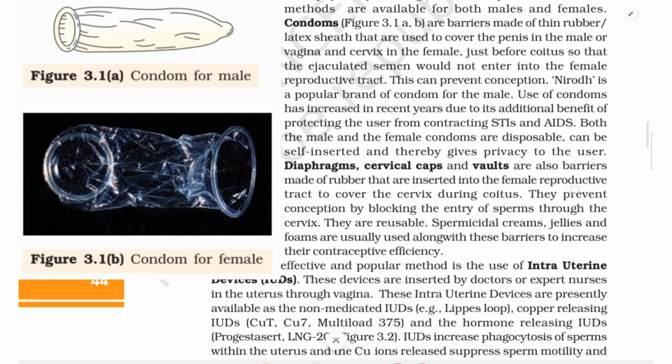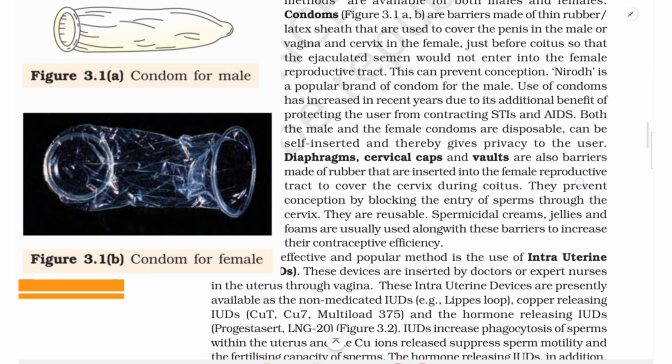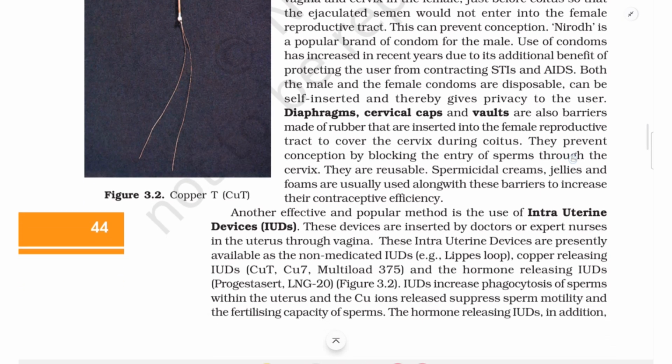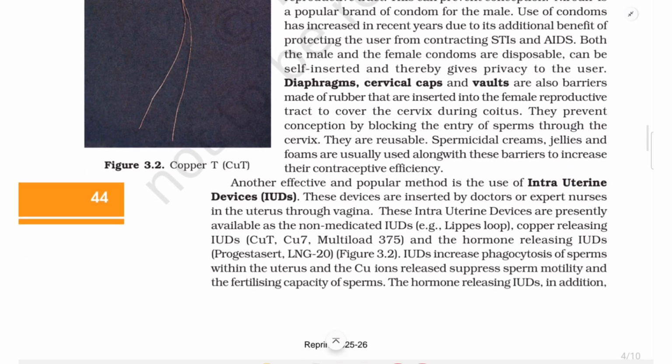Condoms, figure 3.1a, b, are barriers made of thin rubber or latex sheath that are used to cover the penis in the male or vagina and cervix in the female just before coitus so that the ejaculated semen would not enter into the female reproductive tract. This can prevent conception. Nirodh is a popular brand of condom for the male. Use of condoms has increased in recent years due to the additional benefit of protecting the user from contracting STIs and AIDS. Both the male and the female condoms are disposable, can be self-inserted, and thereby give privacy to the user.